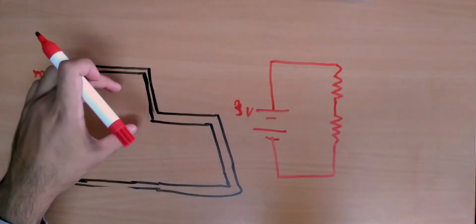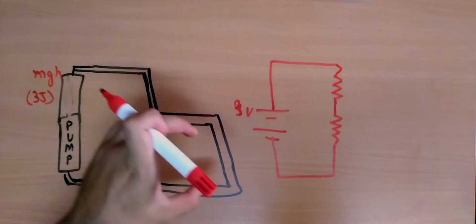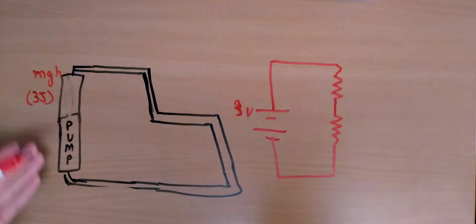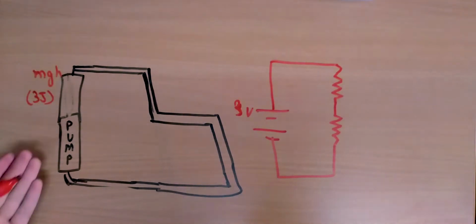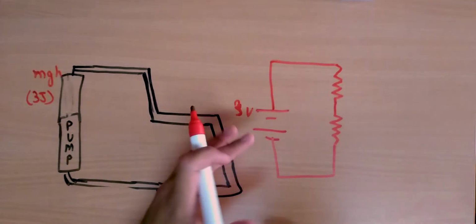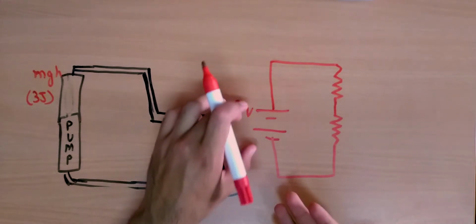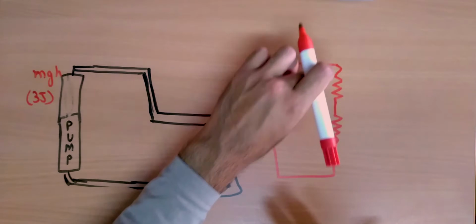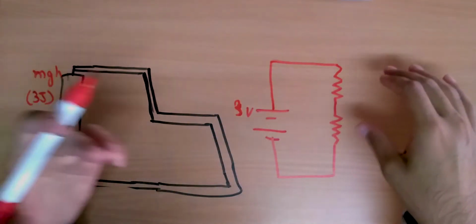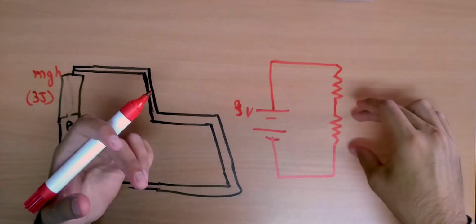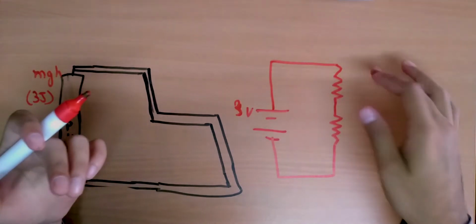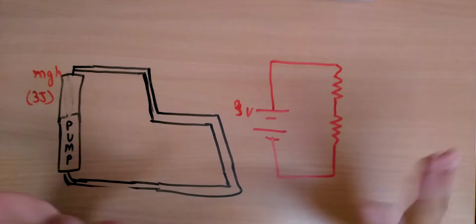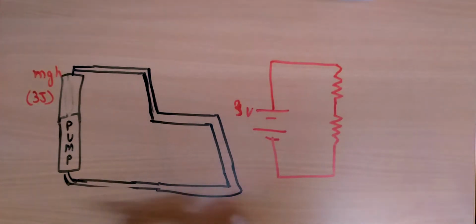Just like the potential energy dropped in this section plus the potential energy dropped in this section has to be equal to the energy gained in this section by the pump. And here, because 3 joules was gained at this point, it has to lose that energy in these 2 resistors. Now the ratio in which it loses that potential energy depends on the resistances of the 2 resistors, which you can figure out using Ohm's law.